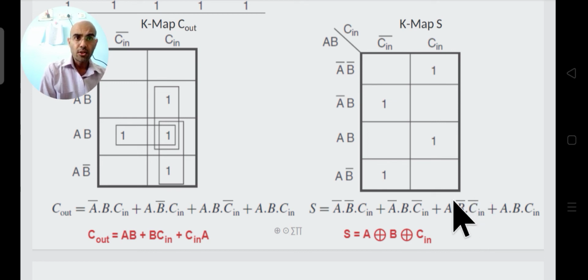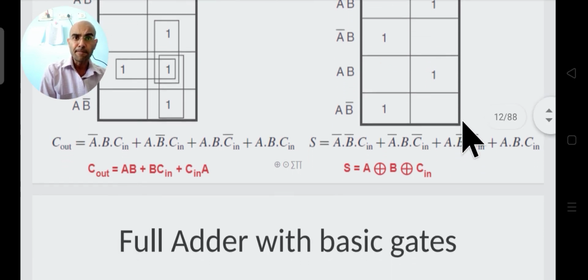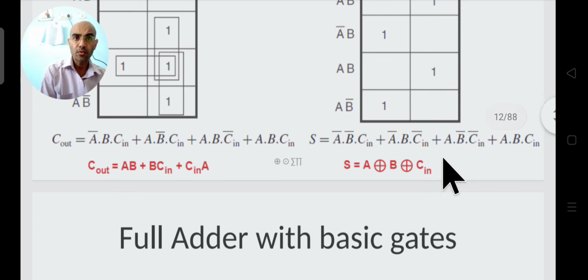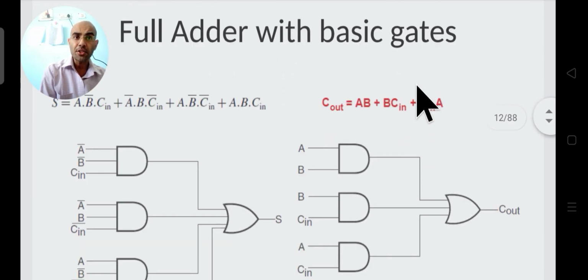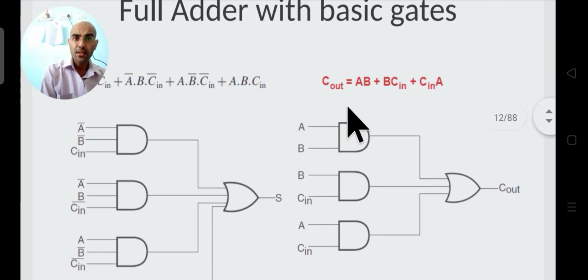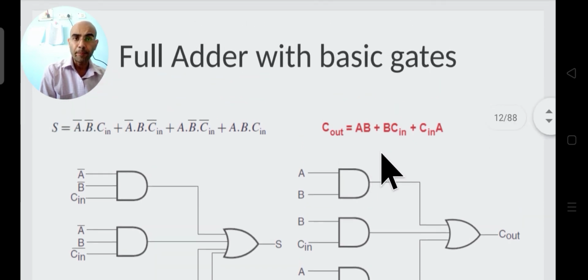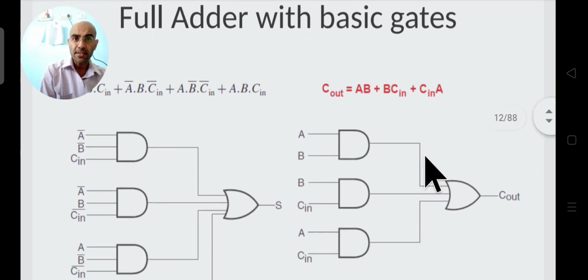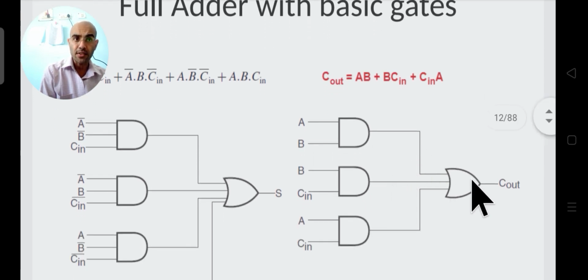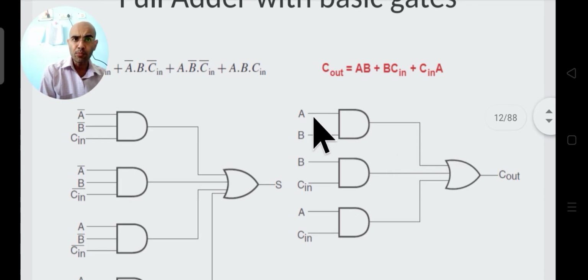So this is your expression for sum and carry. Now once you have this expression, you can implement it with the help of your basic gates. As the circuit was a little big, I have shown them separately, but this is your sum circuit and this is your carry circuit, and you can assume that the input variables are connected with each other.